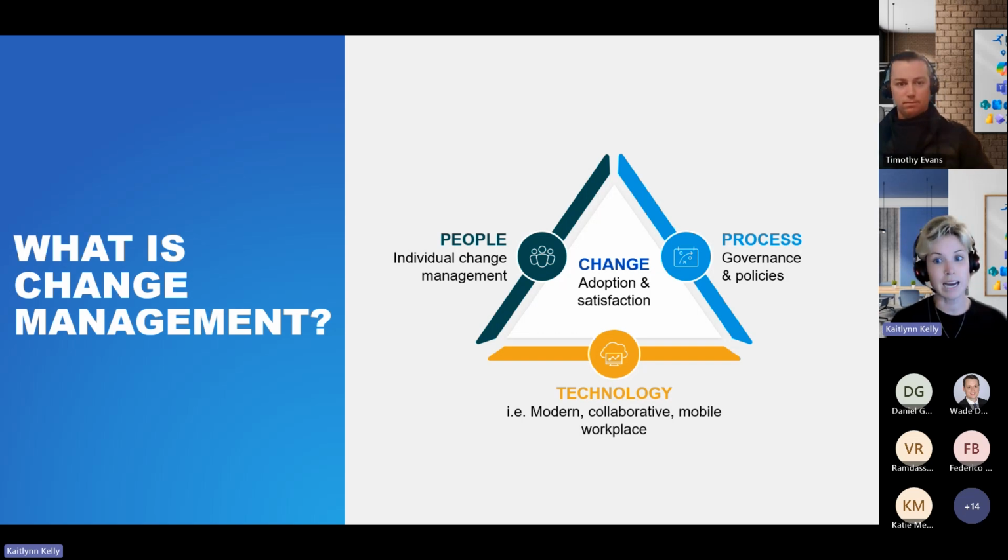And at Reply, Tim and I focus on adoption change management, which further zeroes in on the individual end user's journey through this change. And what's really great is that this strategy rooted in Prosci methodology is adaptable to all kinds of technology changes, but it's really one that you need to invest in, especially for Copilot.